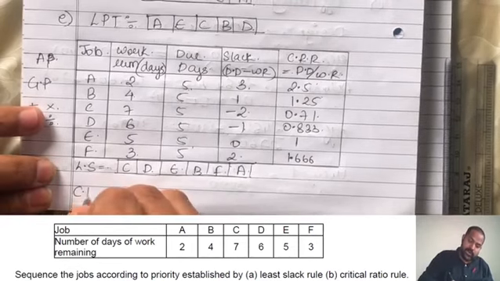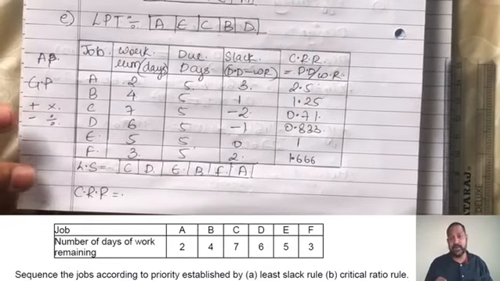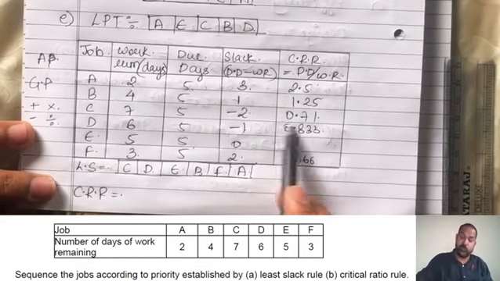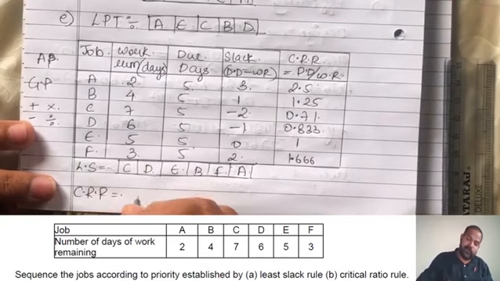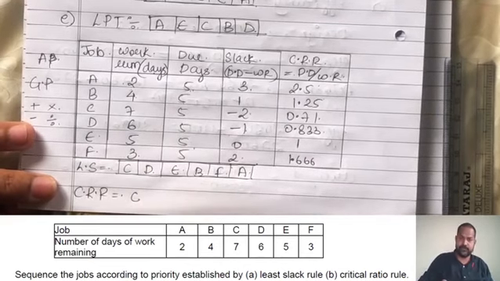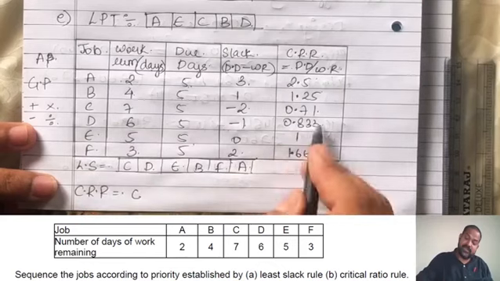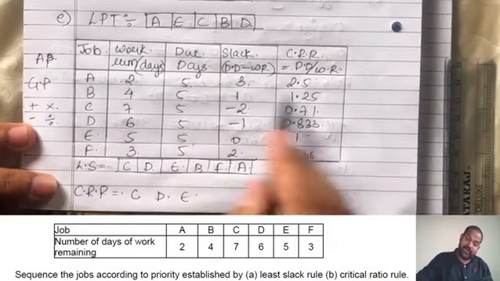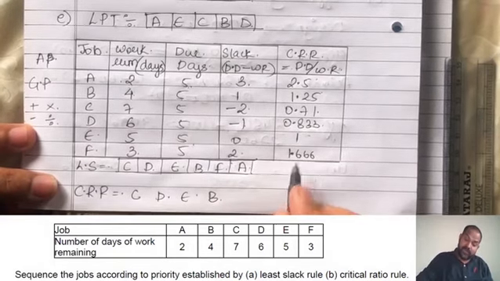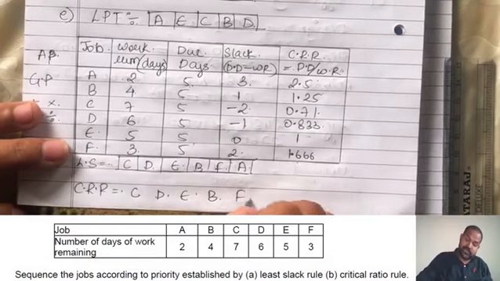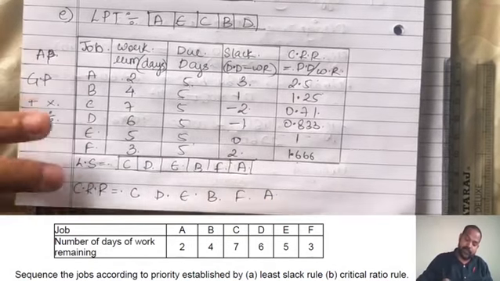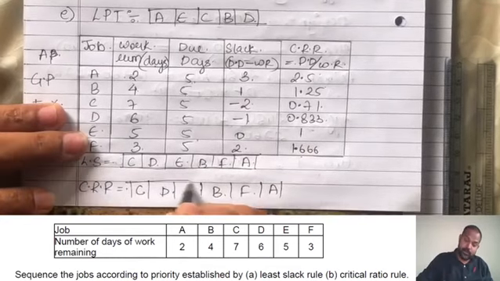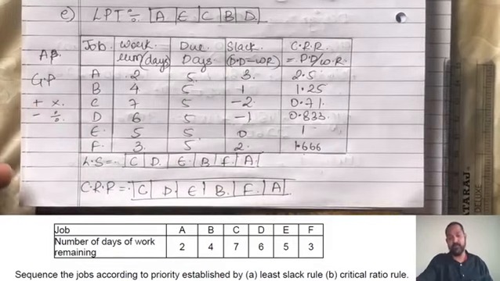So according to the critical ratio rule, again, the least critical ratio should be processed first. Whose critical ratio is the most critical? Well, this 0.71 is the least, which means that will be processed first, C. After that is D. After that is E. After that is B. After that is 1.666, which is F, and last is A. If you notice, according to the critical ratio rule and the LS rule, both have given you the same answer.